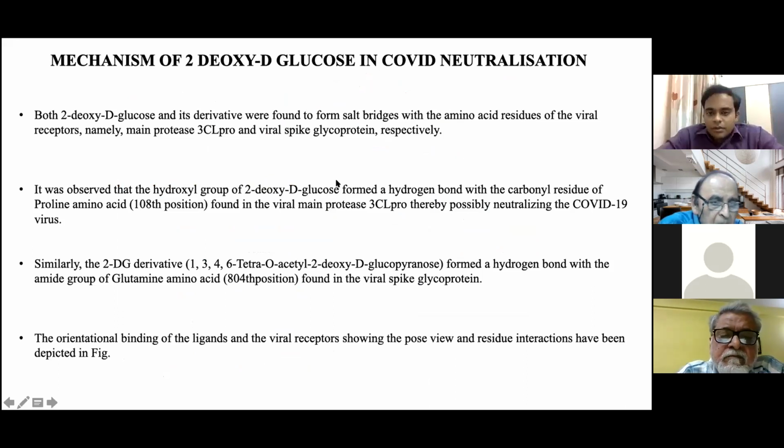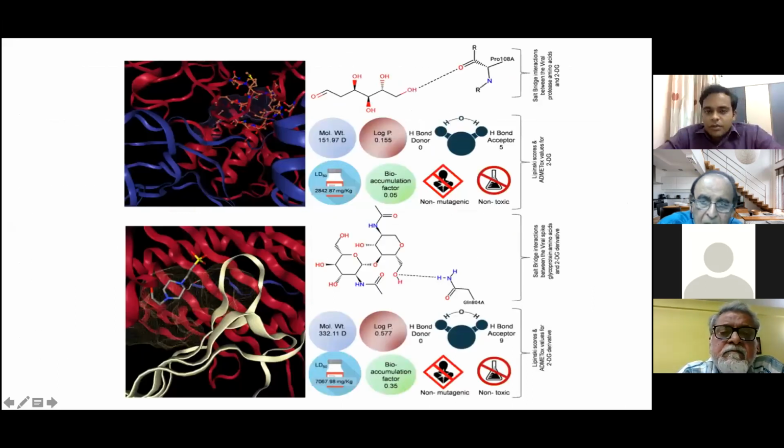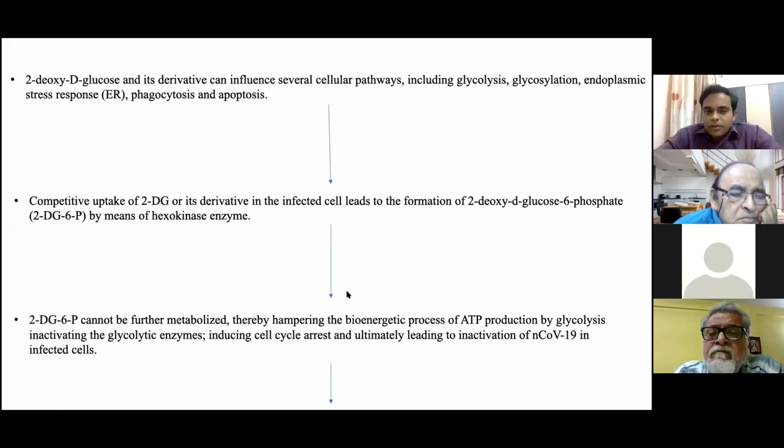So these are the complex biochemistry diagrams that are here. In a simple manner, if we can explain, it can influence several pathways towards glucose. It can influence glycolysis, glycosylation, endoplasmic reticulum, phagocytosis, and competitively it will be taken up by the infected cells, which will lead to this molecule 2-deoxy D-glucose 6-phosphate by means of hexokinase enzyme. And this 2-DG6P cannot be further metabolized. Thus, it will hamper the bioenergetic process.